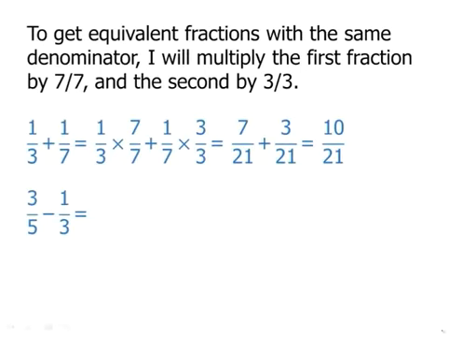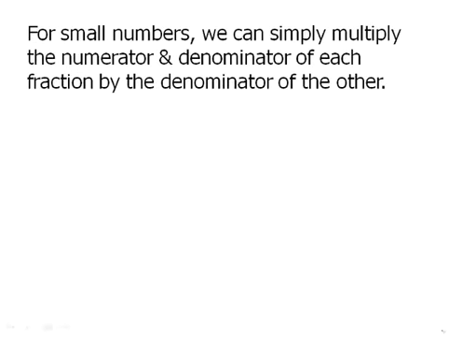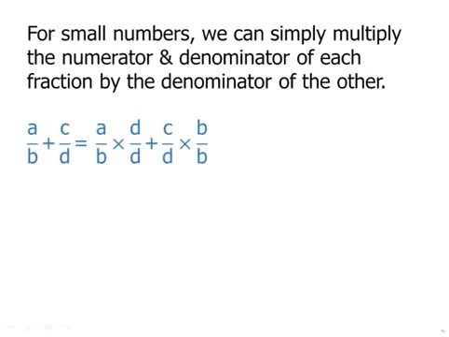Another example, 3/5 minus 1/3. Multiply the first one by 3/3, the second one by 5/5. We get 9/15 minus 5/15. 9 minus 5 is 4. That's 4/15. For small numbers, we can simply multiply the numerator and denominator of each fraction by the denominator of the other fraction. So for example, if we're adding a over b plus c over d, we can just multiply the first fraction by d over d, the second one by b over b.